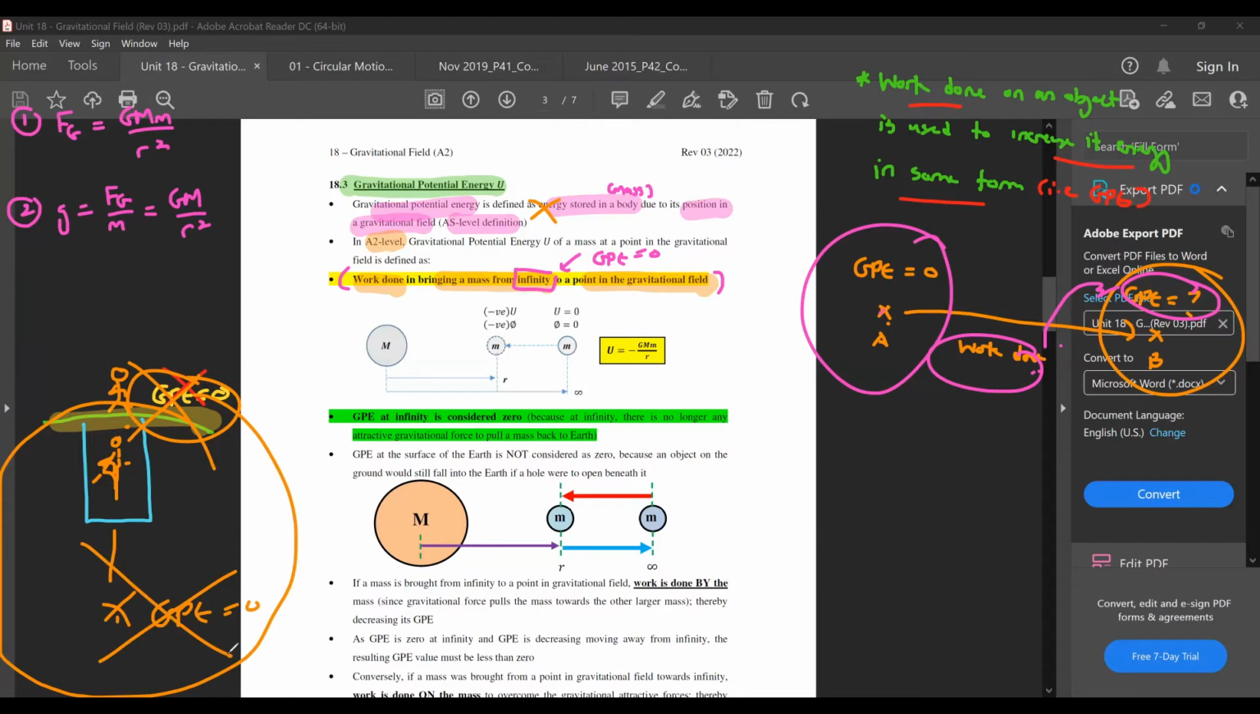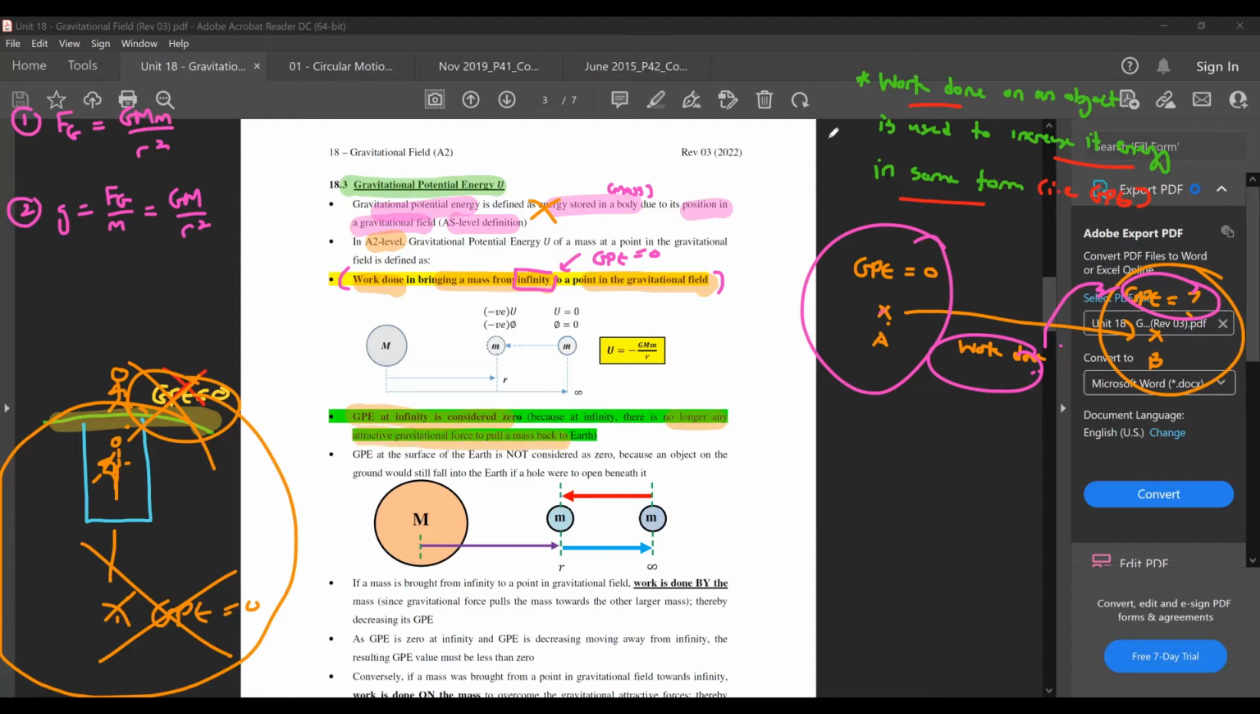This is also not true. GPE is not 0 at the center of the Earth either. Neither is it 0 on the surface of the planet. Where GPE is 0 is actually at infinity. Where you are talking about distances at infinity, your GPE is 0 there. Now, the reason why we say GPE is going to be 0 at infinity is because at infinity, there is no gravitational force.